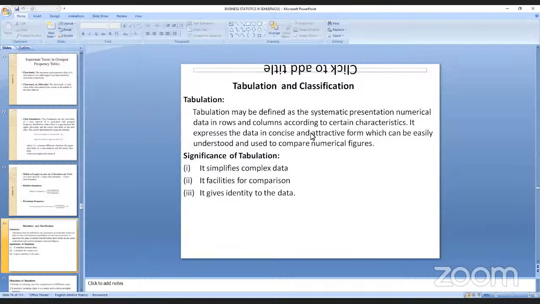Classification we have to do. Is it? Yes. Yes ma'am, we have to start from here. One minute, beta, one minute.